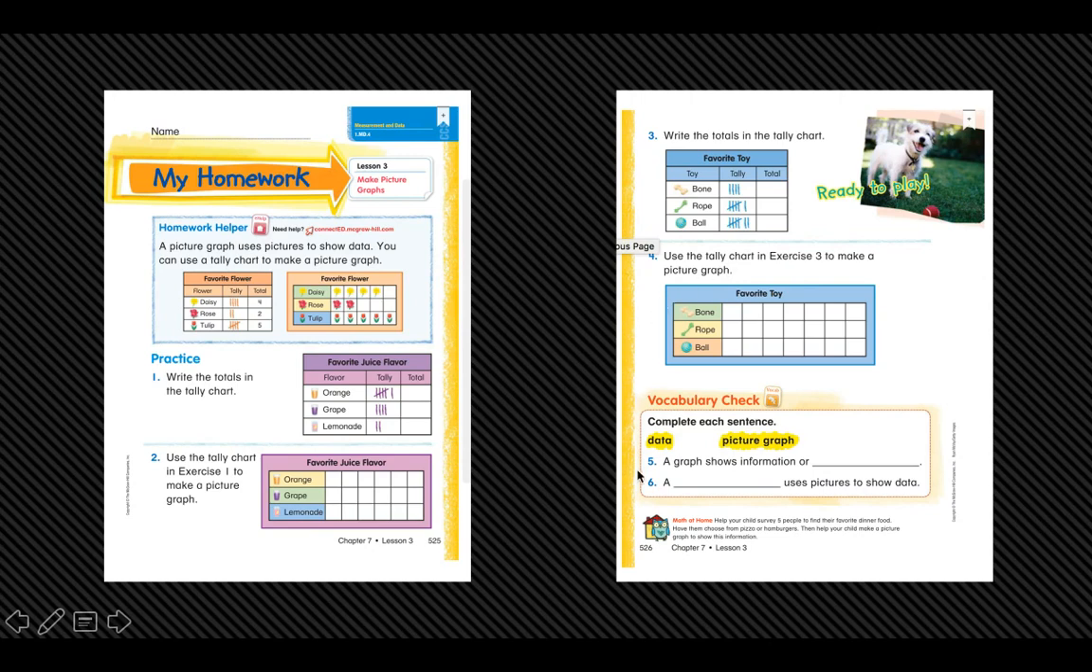For number 5 and 6, you are going to fill in the blank spaces with your vocabulary words. Our 2 vocabulary words are data and picture graph. So read the sentence and fill in each word in one of the spaces.